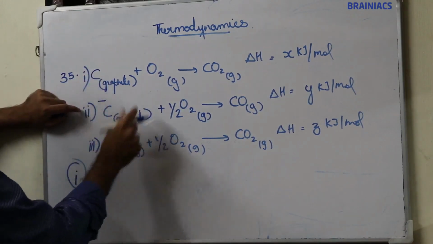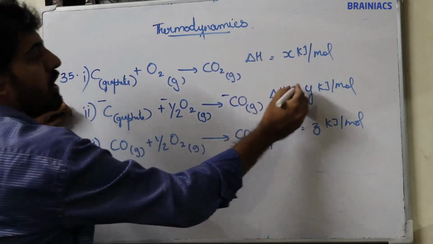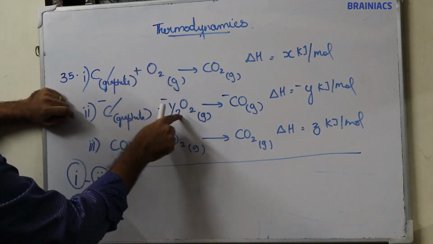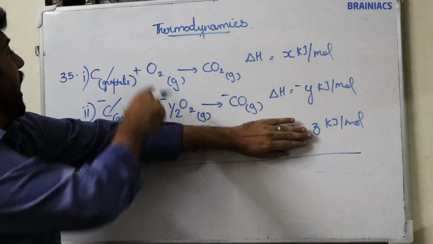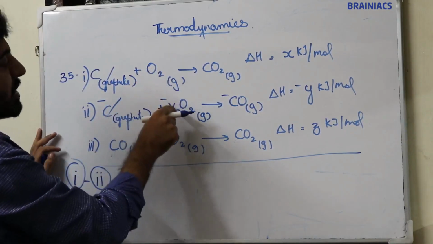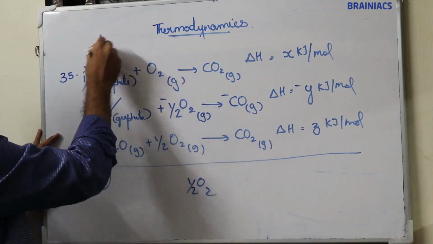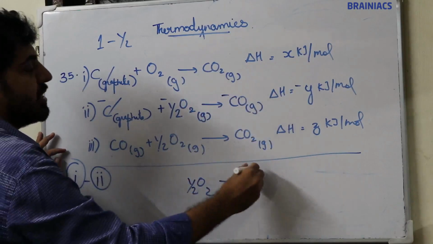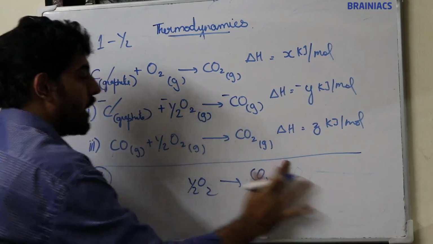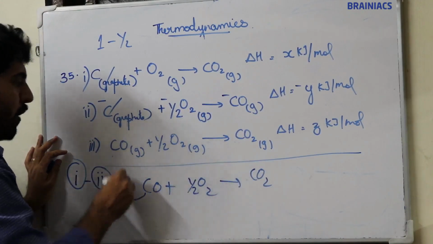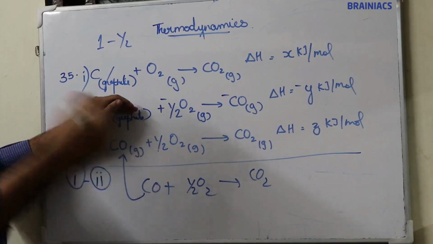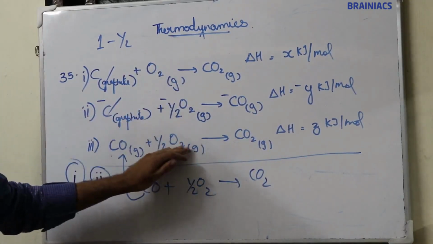Subtracting means it will become minus C graphite, minus O2, minus CO. This will become minus Y, right? So this minus C graphite and C graphite will cancel each other. Please neglect this; we are considering only the first and second equation. First minus second, C graphite will cancel each other. O2 minus half O2, you will get half O2, giving CO2 minus CO. Now I am taking this minus CO to this side. So you will get CO plus half O2 giving CO2. If you refer to the third equation, CO plus half O2 giving CO2, right? So by using these two equations, we made the third equation.